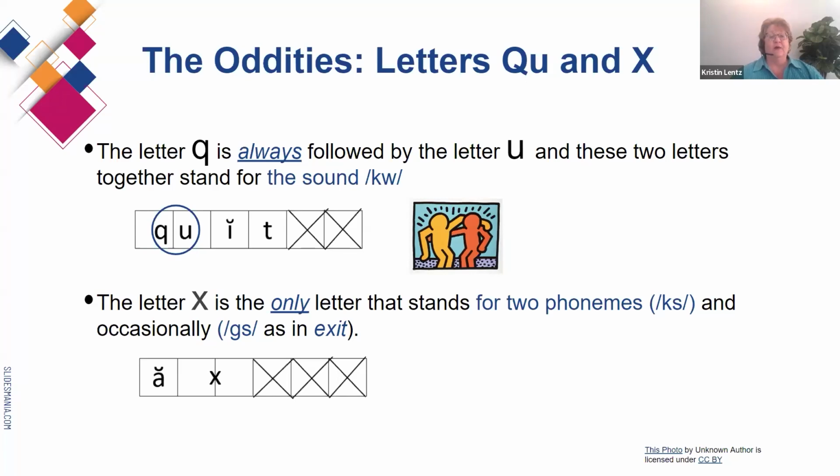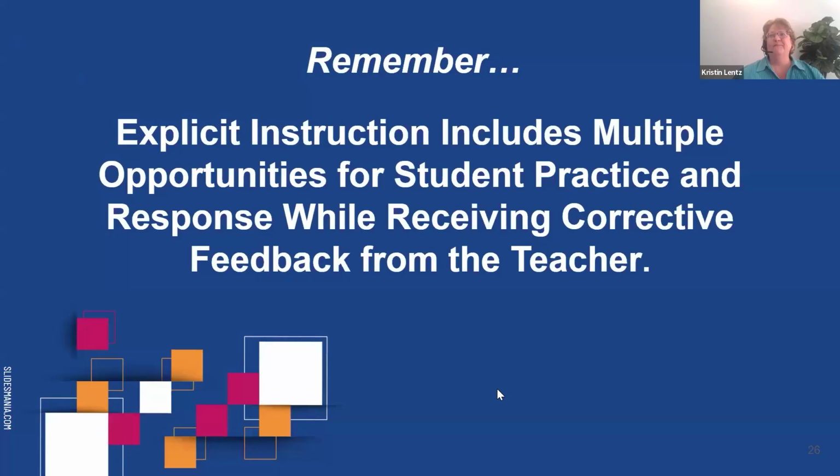The letter X is another oddity because the letter X is the only letter in our alphabet that has 2 sounds by itself, depending on the word. So in order to show that this has 2 sounds, but it's 1 letter, we often put the X on the line between 2 boxes in order to give that indication of 2 sounds. I want you to remember, explicit instruction is always going to include multiple opportunities for student practice and response while receiving teacher feedback.